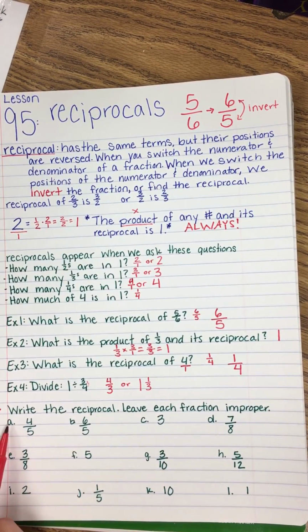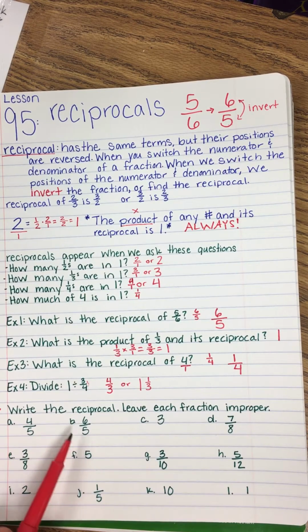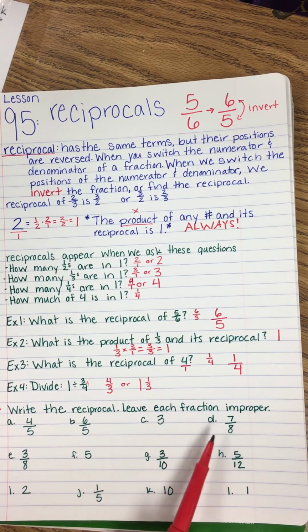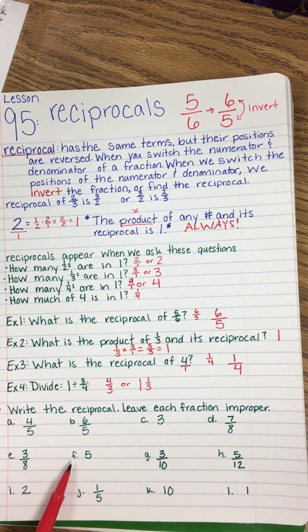So, letter A, what is the reciprocal of 4/5? B, 6/5. C, 3. D, 7/8. E, 3/8. F, 5. G, 3/10. H, 5/12. I, 2. J, 1/5. K, 10. And L is 1.